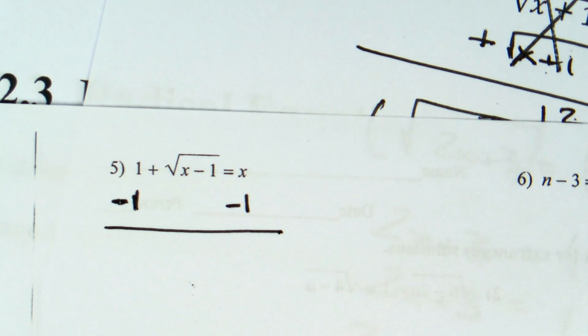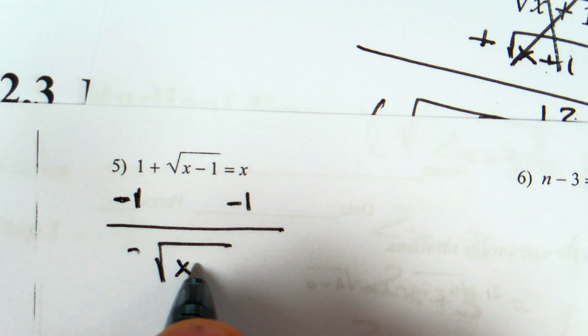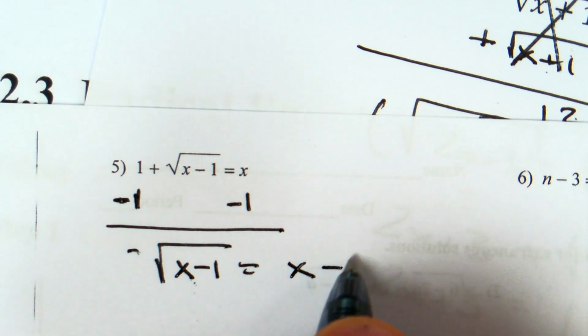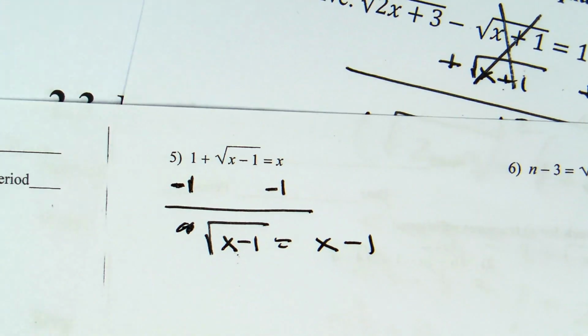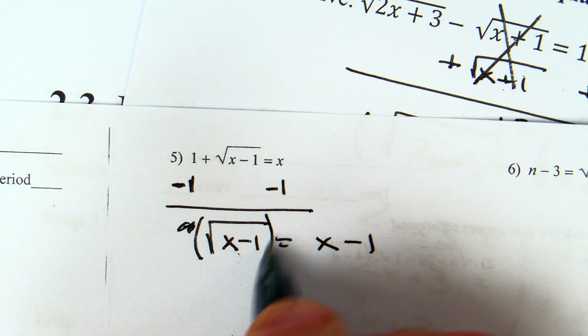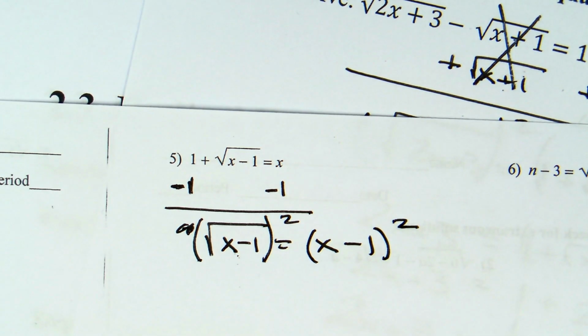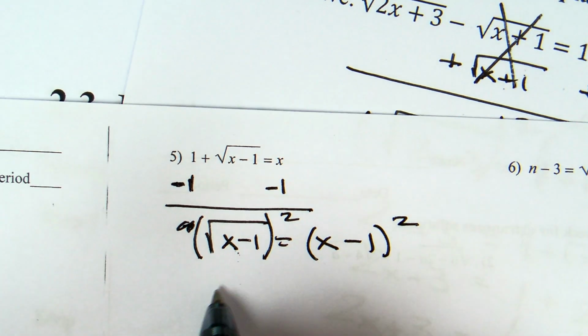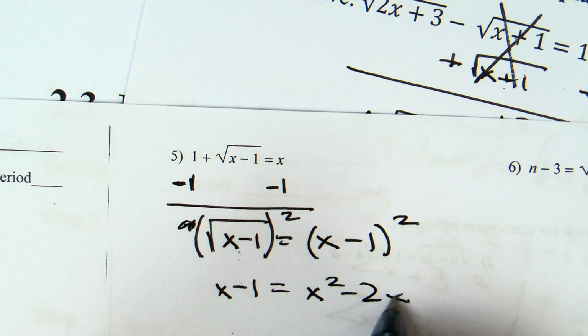What's 1 minus 1 going to do to each other? Cancel out, giving me nothing. So I have the square root of x minus 1 equals just plain x minus 1. The radical is now isolated. So what do I do to both sides? Square them. When I do, what does the square and the square root do to each other? Cancel out, giving you x minus 1 equals x squared minus 2x plus 1.